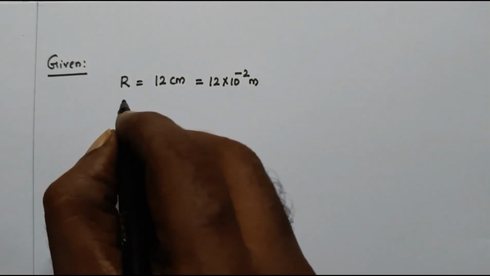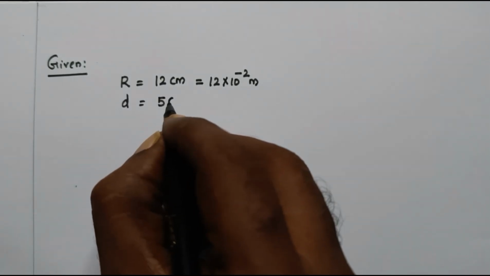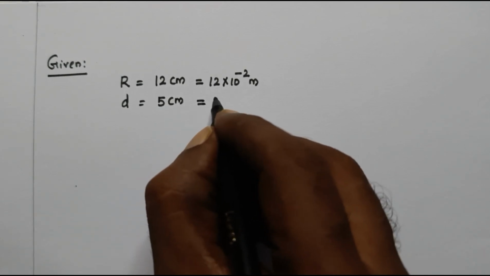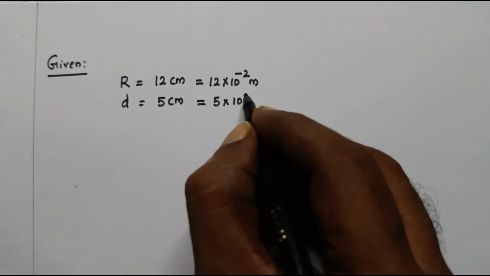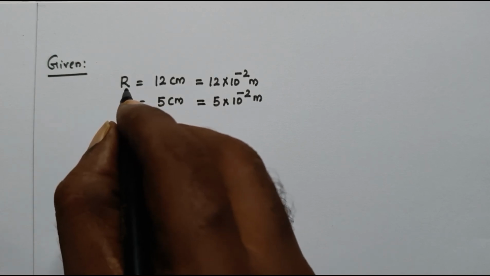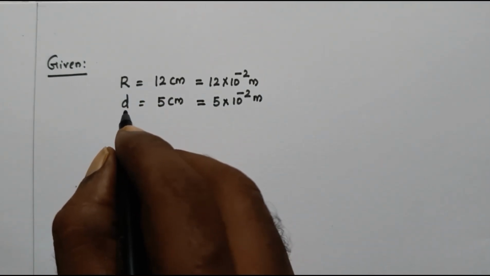Next, distance separation is given. d is equal to 5 cm. Again, converting this to meter, we will get this is equal to 5 into 10 to the power minus 2 meter. This is the radius of the circular plate of the capacitor. This is the distance separation between the two circular plates.